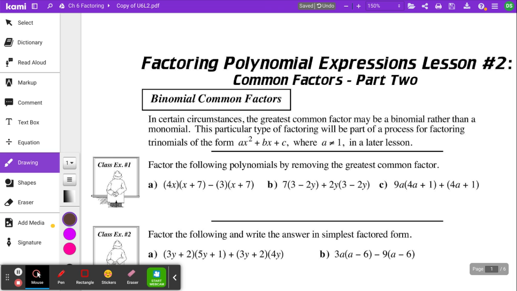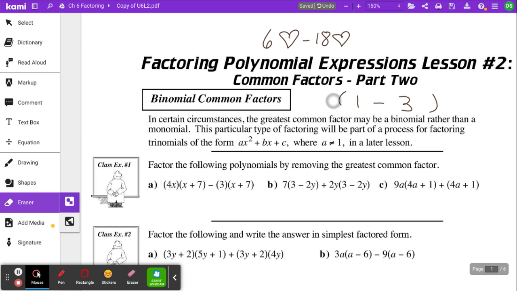Okay, here. 6 heart minus 18 heart. What is common? There's a 6 and there's a heart that is common to both, correct? So I could divide out the 6 and the heart, and what I would have left is 1 minus 3. Okay, we're getting somewhere.